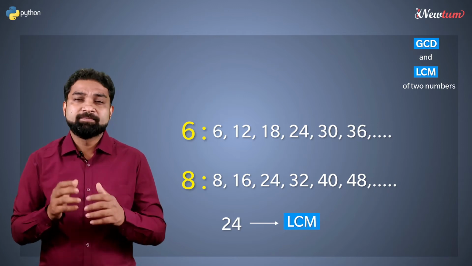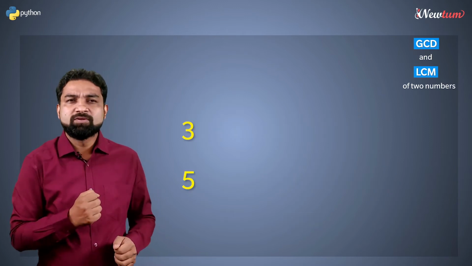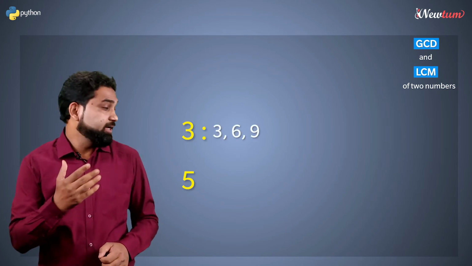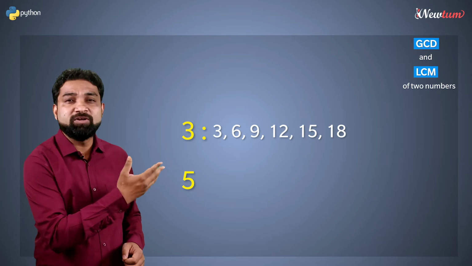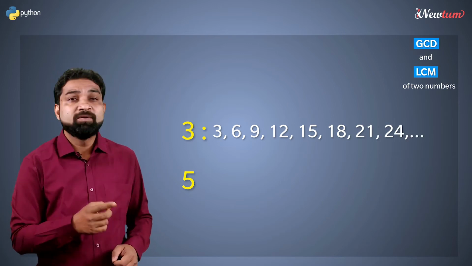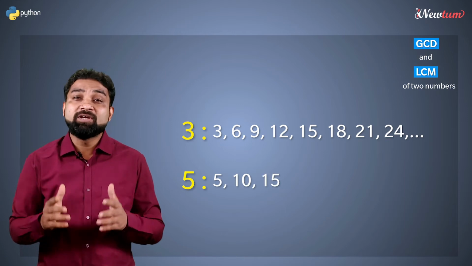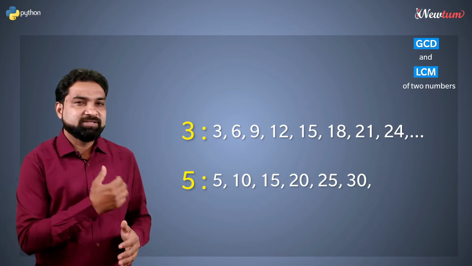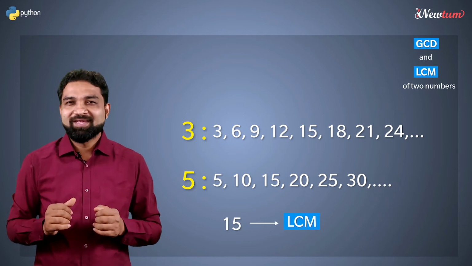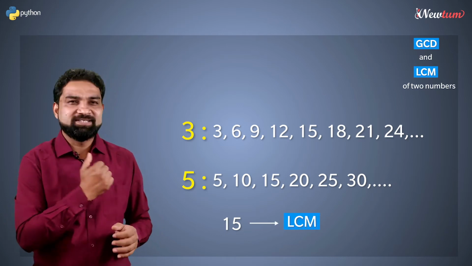Consider another example. Take 3 and 5. So for 3, we will have 3, 6, 9, 12, 15, 18, 21 and so on. And for 5, we have 5, 10, 15, 20, 25, etc. Here, 15 is the LCM of 3 and 5. I hope you understood what is LCM.